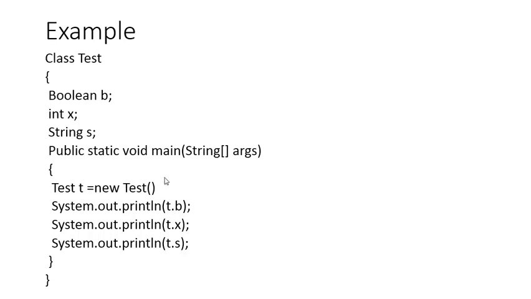I already said in the instance variable point that you cannot access an instance variable directly in the static area. If you want to access an instance variable, you access it through the object. So you access t.b, the value of the boolean. If you do not initialize any value, by default the boolean value is false, x, that is integer, default value is 0, and string s, default value is null.